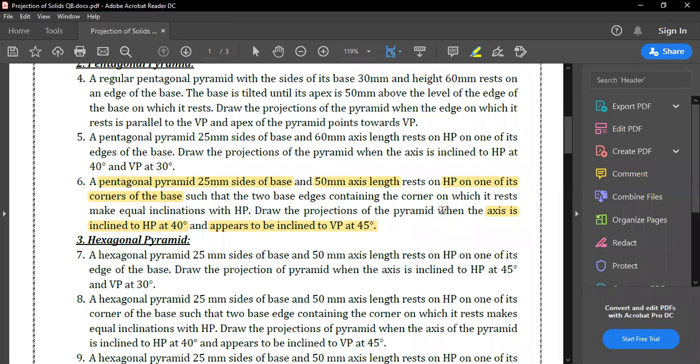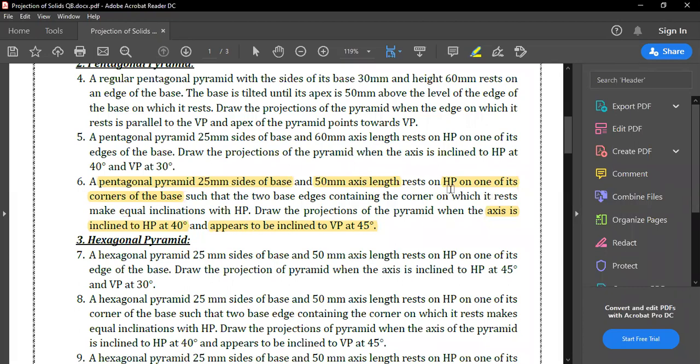So in the given data, how to identify step 1, 2 and 3. First, wherever it is resting, that particular plane and the data related to that will be your step 1, like the pentagonal pyramid of 25 millimeter side of the base and 50 millimeter axis length resting on HP on one of its corner of the base. This complete information will be my step 1.